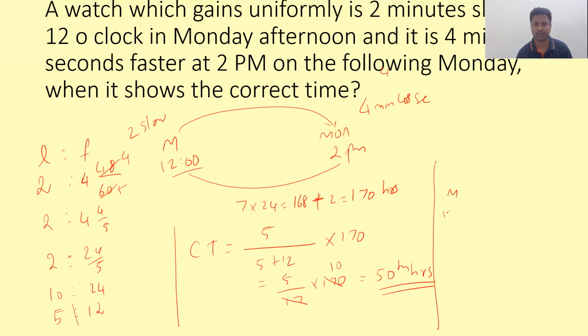See this? Monday 12, Tuesday 12, Wednesday 12. So this is 48 hours. Still, I want to add only 2 hours. Total is 50 hours: 24, 24, 48, plus 2 is 50. And on Wednesday at 2 p.m., the clock will show the correct time. That is the answer: Wednesday 2 p.m.